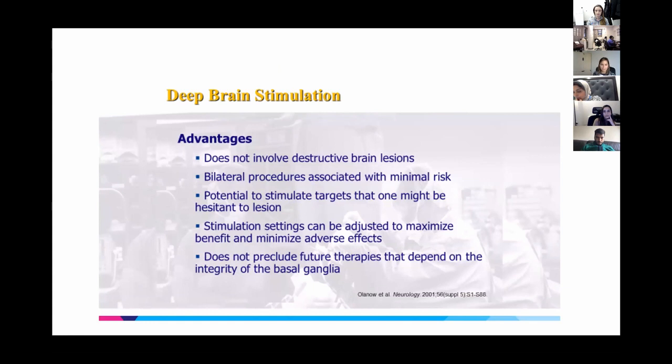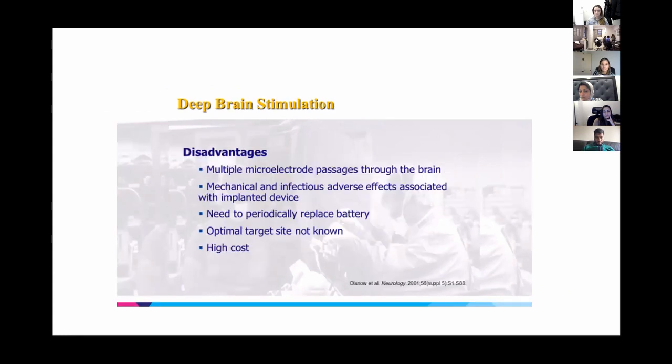There's like 50,000 plus settings. There's 3 different systems out there. It's pretty amazing. So my team and I, we really work to find the right settings and maximize optimization of symptoms and minimize adverse effects. And then because you're not ablating, if anything comes out that really depends on the integrity of the basal ganglia, gene therapy, and so on, it can still be used.